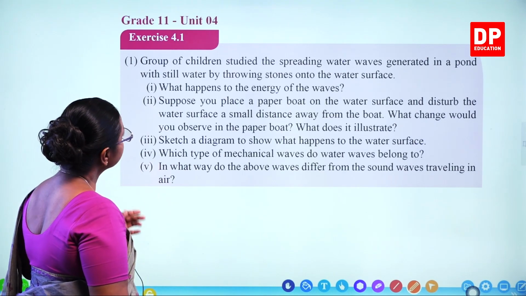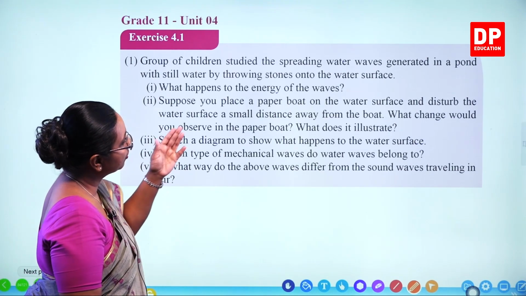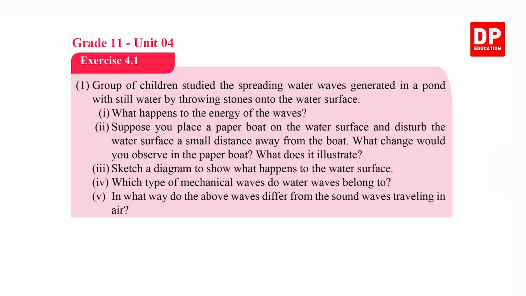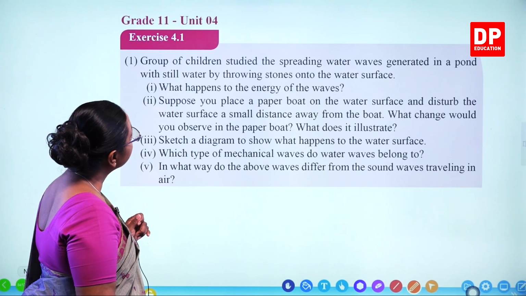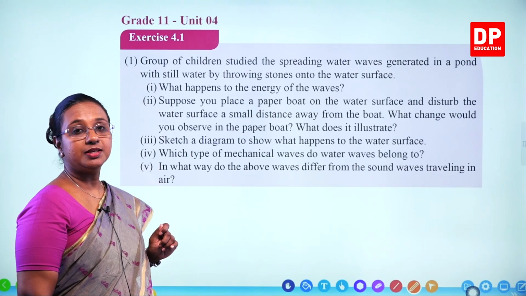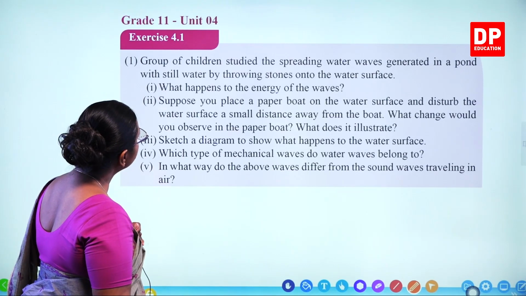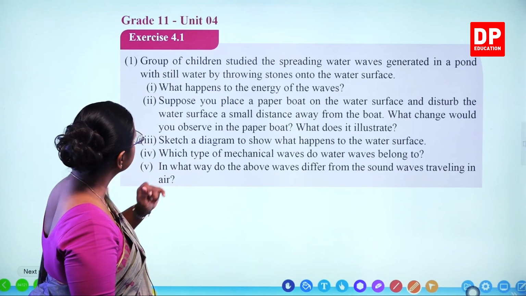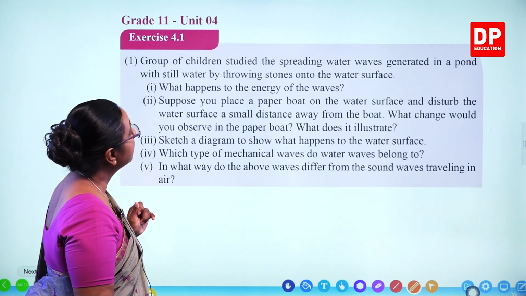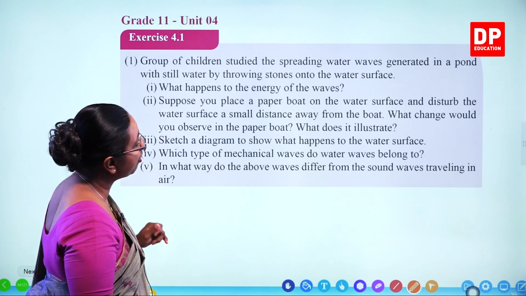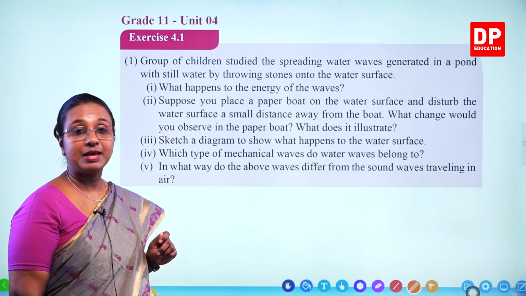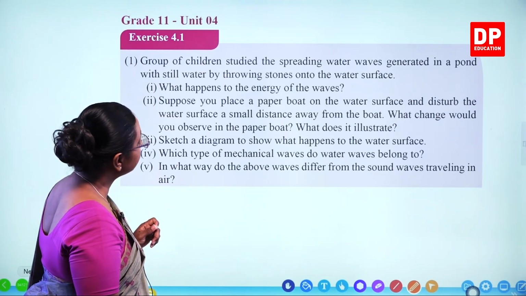A group of children studied the spreading water waves generated in a pond with still water by throwing stones onto the water surface. What happens to the energy of the waves? Suppose you place a paper boat on the water surface and disturb the water surface a small distance away from the boat. What change would you observe in the paper boat? What does it illustrate?